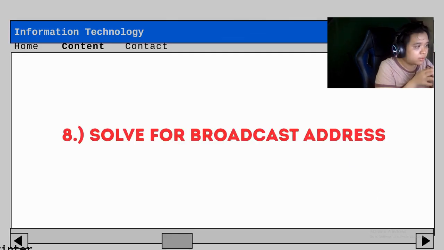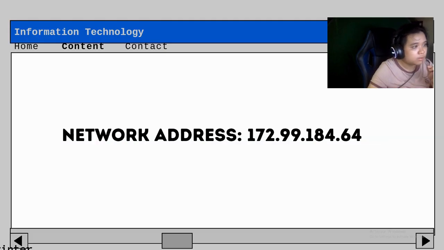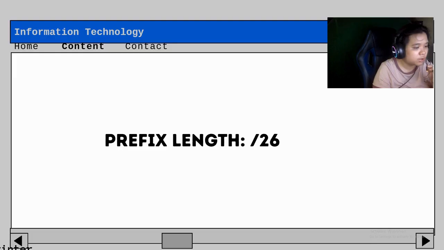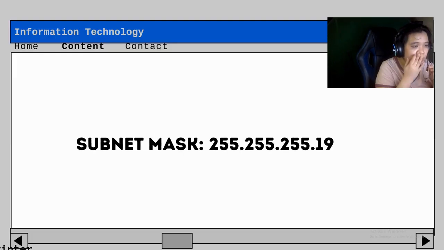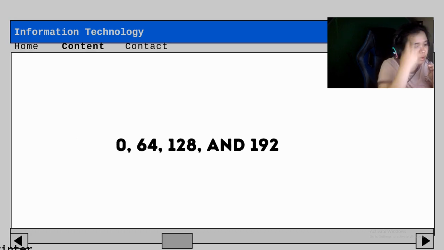So for number 8, we're going to solve for the broadcast address. We are given the network address 172.99.184.64 with a prefix length of /26. A /26 subnet has a subnet mask of 255.255.255.192, which gives us a block size of 64. So this means the subnet ranges are from 0, 64, 128, and 192.